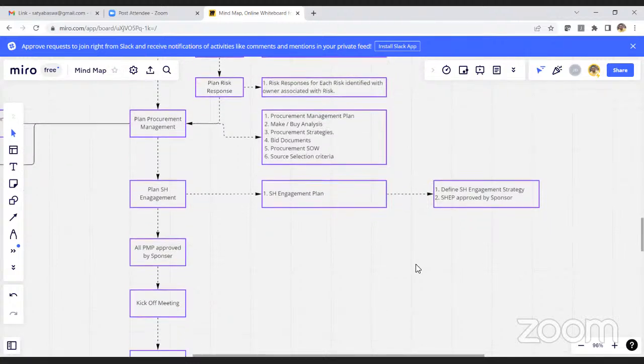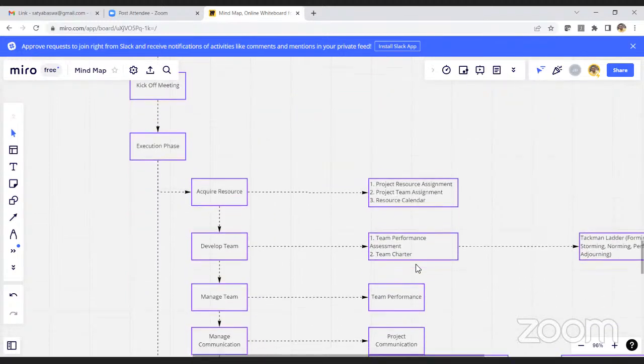Can you go down? It's not showing to me. No, yes. Yeah, execution plan.